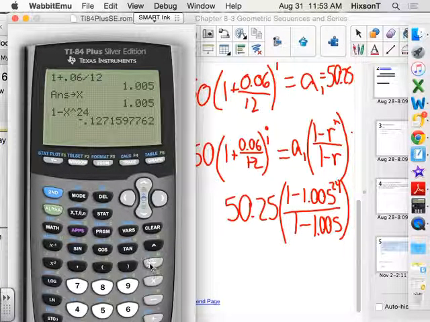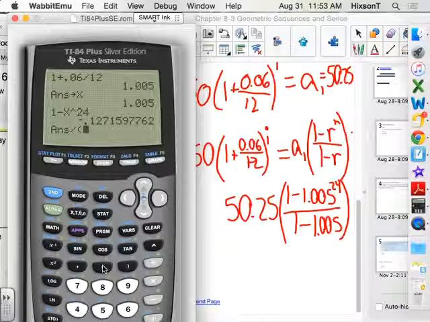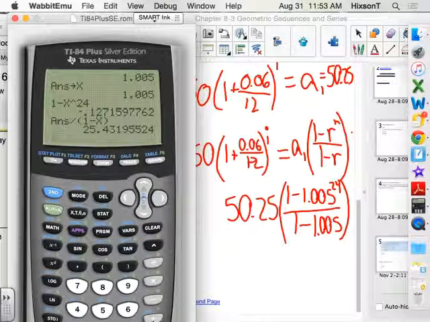Then we need to divide that by, and this I will put in parentheses because I want to divide by the whole denominator. But I can just type in 1 minus x. Close my parentheses. And that is the entire denominator, what's in the parentheses. So I have 50.25 times that. Does that make sense?